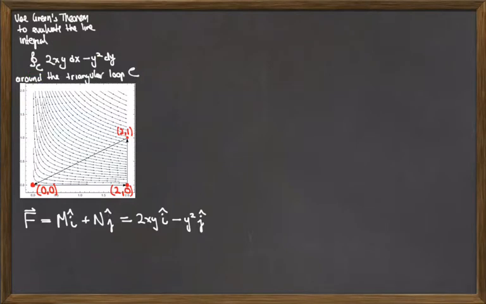So I've plotted this vector field, and a very important question that we can ask about a vector field is to find the work done by the field along our path C, the triangular loop that I've drawn. So the work done by F around C, sometimes this is called the circulation of F around C. I'll just call it work here in this discussion.